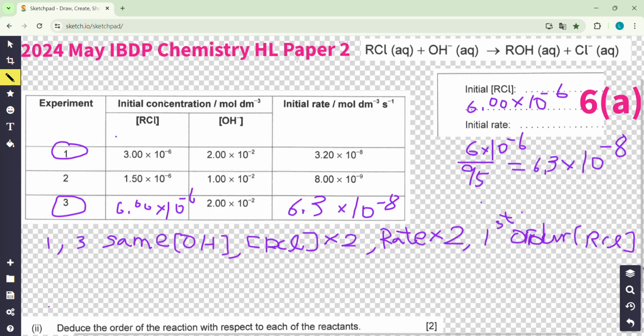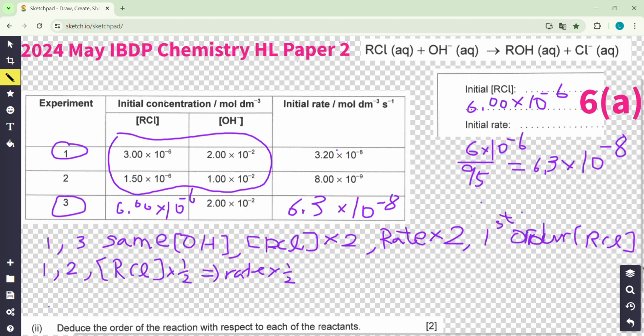Then you compare the other one, 1 and 2. It's a little bit complicated because both things change, but you know the dependence on RCl already. Remember, from 1 to 2, the RCl concentration is half. And we remember it's first order, so the rate should be half.